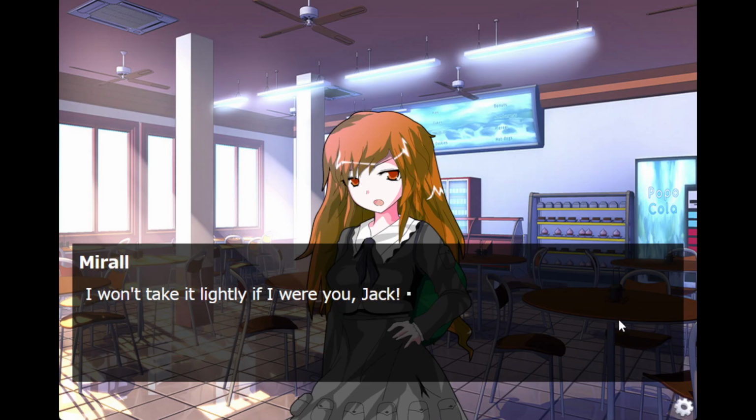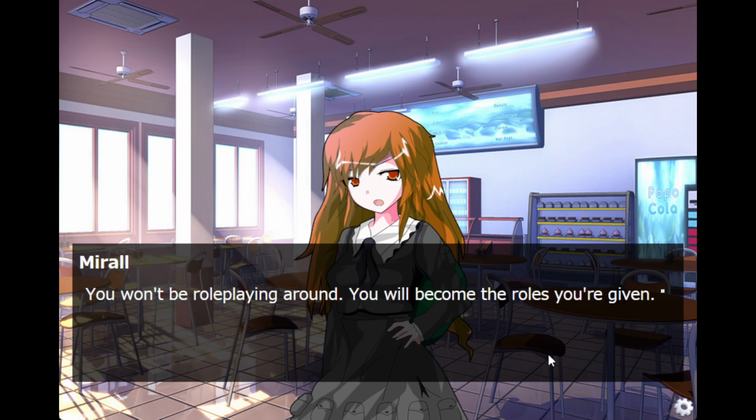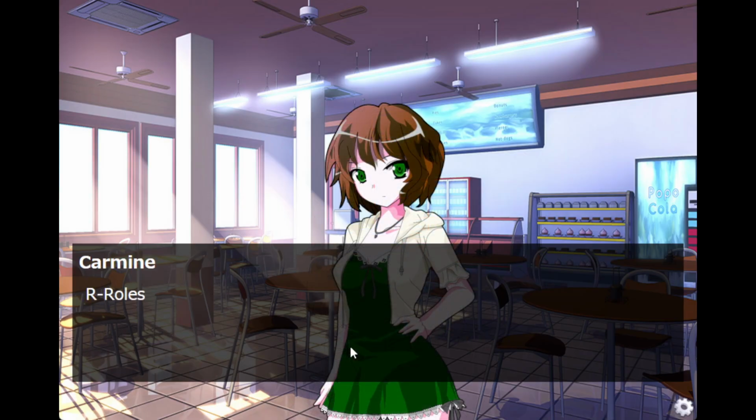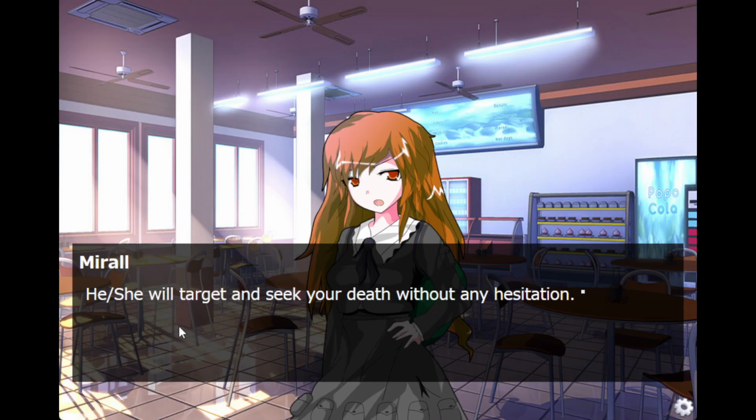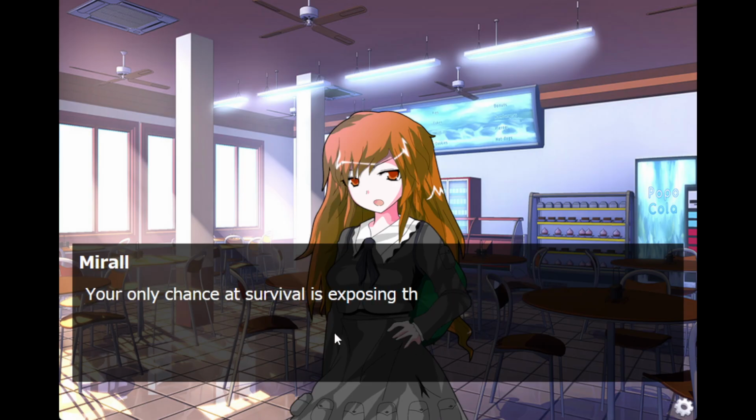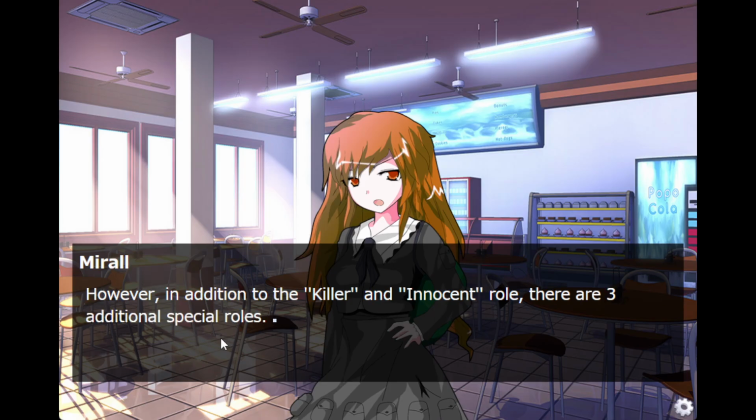I wouldn't take it lightly if I were you, Jack. The second trial might be based on the werewolf game, but the consequences are very real. You won't be role-playing around, you'll become the roles you're given. Roles? Standing among you right now is a real killer. He/she will target and seek your death without any hesitation. Your only chance of survival is exposing the killer and voting them off at the end of the day. Standard werewolf rules. However, in addition to the killer and innocent roles, there are 3 additional special roles.